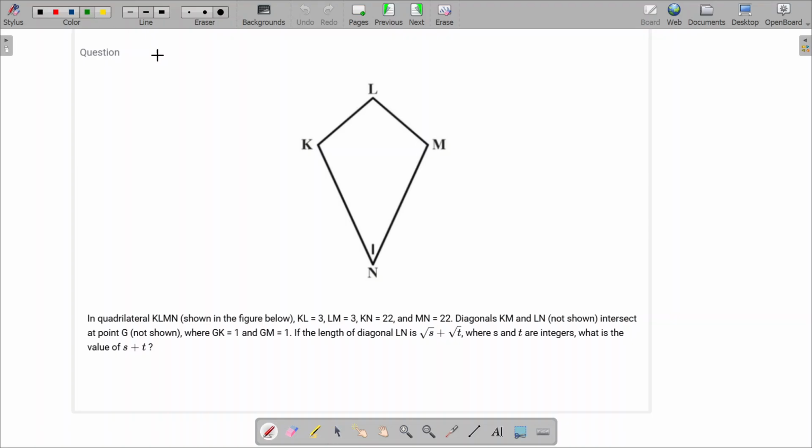All right. So firstly, I'll draw the diagonals. That will make it easy for me. And the point where the diagonals intersect is already given, that is G. Now KL is given, this is 3, LM is also 3, KN is 22. Similarly, MN is also 22. It's a kite, right? In a kite, the adjacent sides are equal.